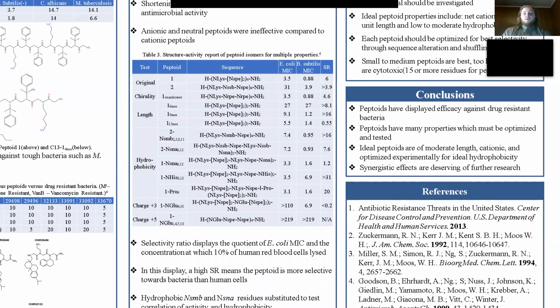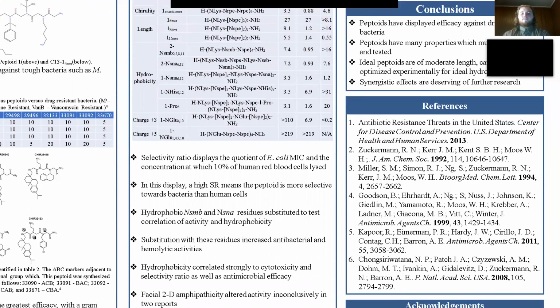So in conclusion, peptoids have displayed efficacy against drug-resistant bacteria, as well as difficult to treat bacteria. Peptoids have many properties which must be optimized and tested, such as length and hydrophobicity, and ideal peptoids are usually of moderate length, have a cationic net charge, and are optimized experimentally for ideal hydrophobicity. And there are synergistic effects which deserve much further research.